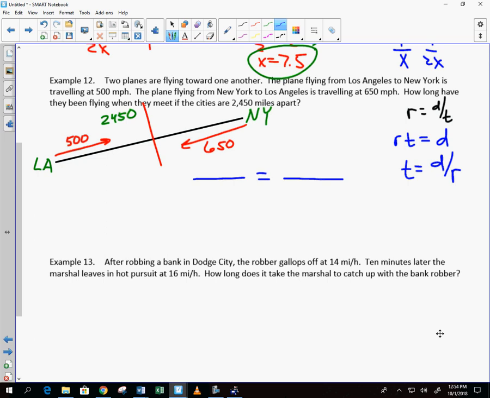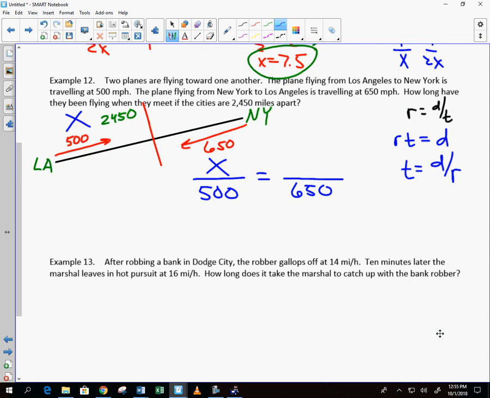What's the rate of the first plane? 500. We don't know how far he traveled, though, do we? We don't. What's the rate of the other one? We don't know how far he traveled, do we? Well, that's what I've got to figure out. We'll call this one x, so I can put an x there. That looks really good. But the other one, what should I put for the other distance?